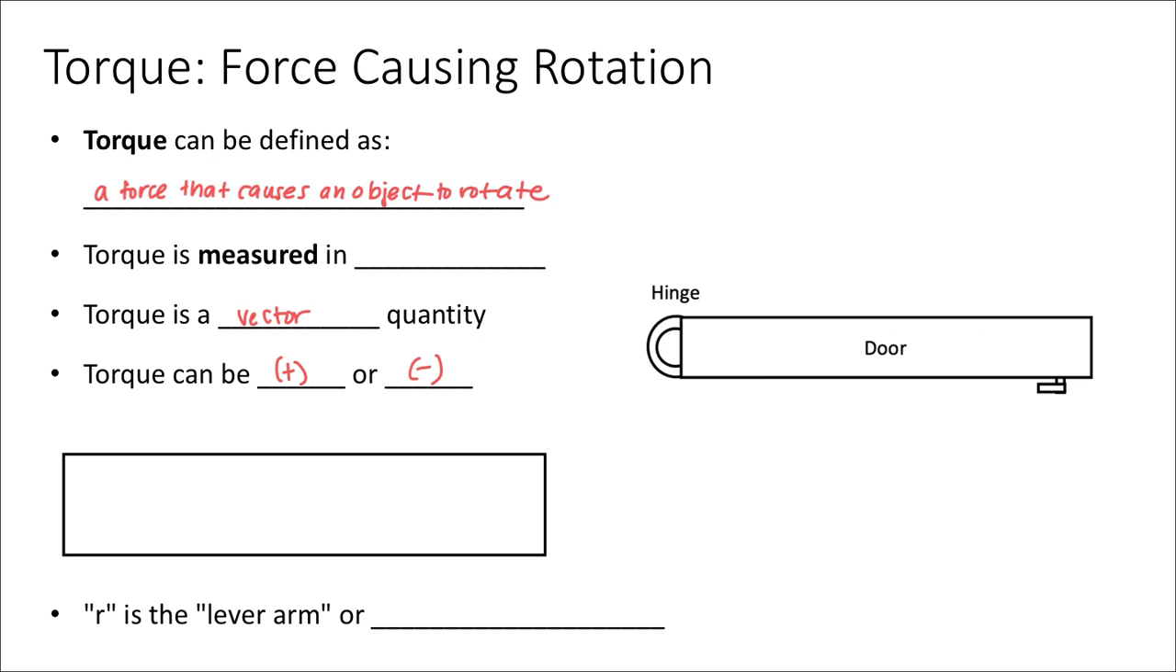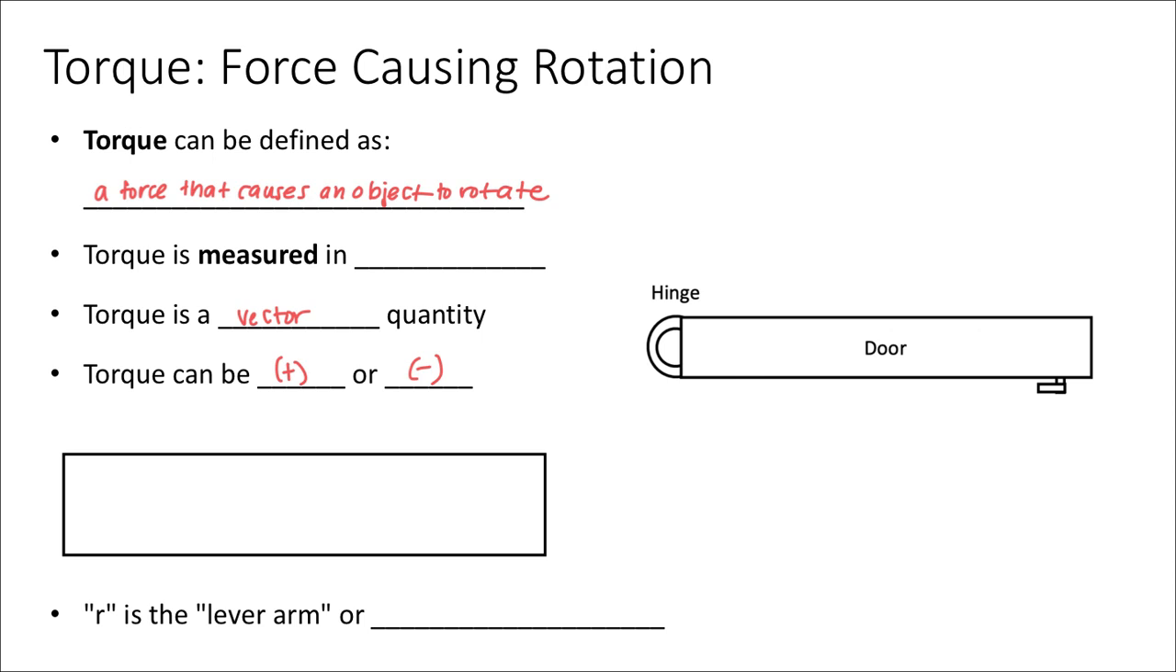So in order to calculate the torque on an object, we're actually going to use this concept of force and also something we're about to call the distance from the hinge, or lever arm. So let's take a moment to break down some of those words.